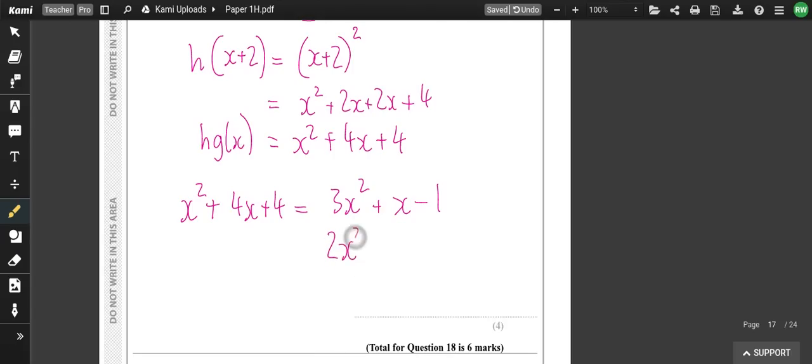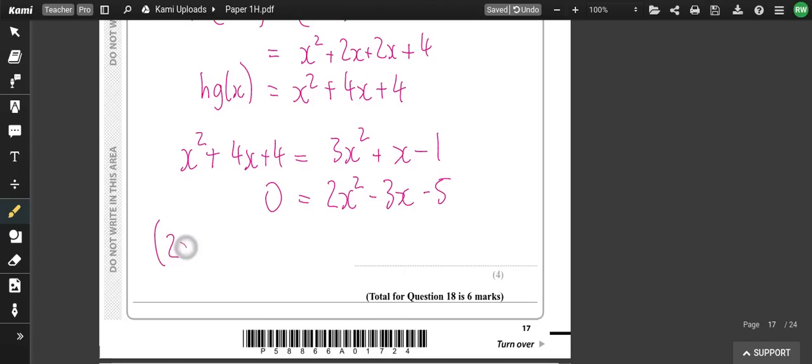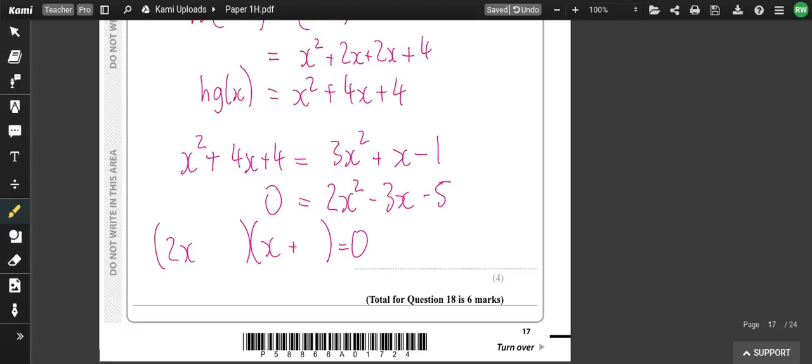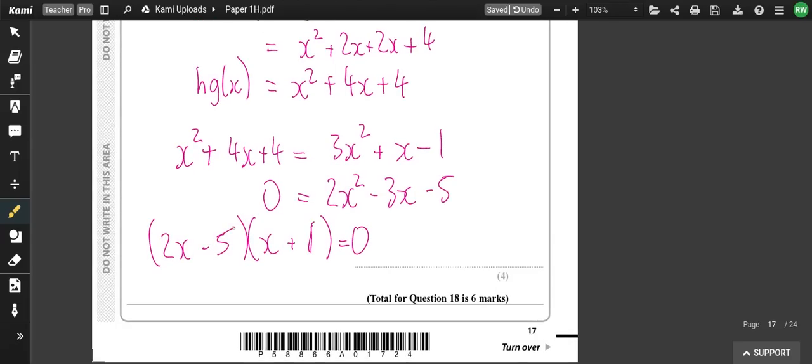Subtract x squared, I get 2x squared. Subtract 4x from both sides is going to give me negative 3x, and subtract 4 from both sides gives me minus 5, and then 0 on the left. So factorize this. We need negative 3x, so we'll start with plus 2x and minus 5x, like that. So x equals negative 1 or 5 over 2, so 2.5.